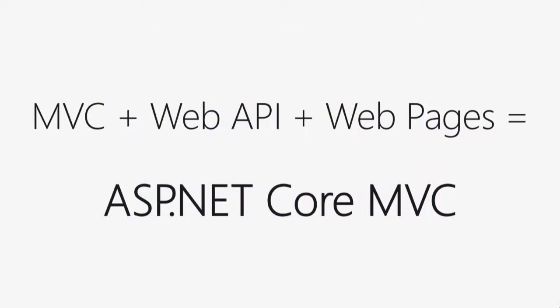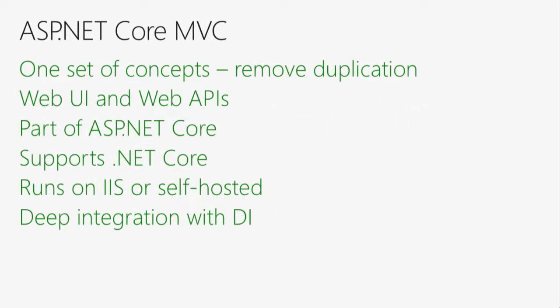Well, in ASP.NET Core, we are aligning MVC, Web API, and Web Pages into a single aligned web stack that can do both Web UI and Web APIs. It removes duplication, so you have one set of concepts to deal with. It's part of ASP.NET Core, so you get to take advantage of all the wonderful features in ASP.NET Core, like all the middleware, the hosting model, and the dependency injection abstraction.